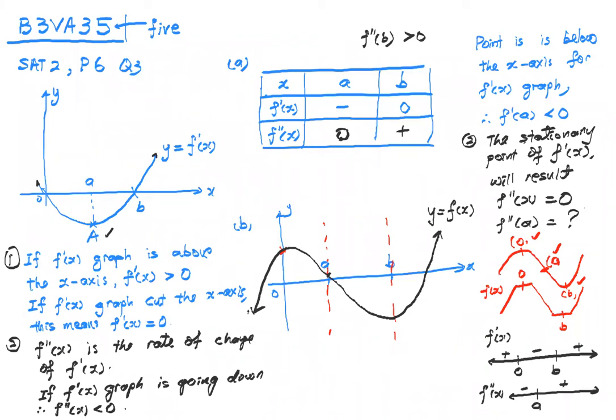The graph of this one, if f double prime x is less than 0, this implies the f x graph is concave down. So it's a crying curve.